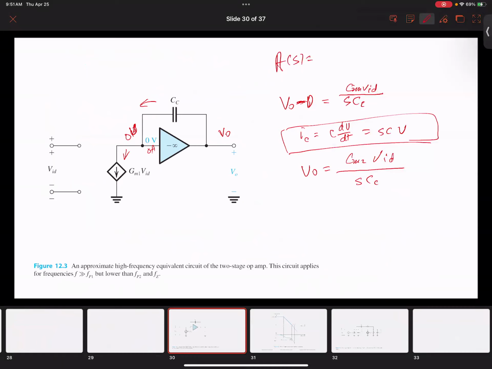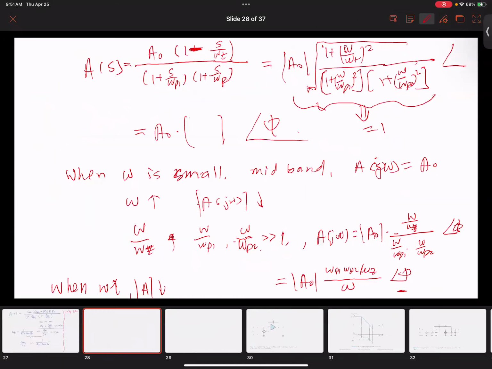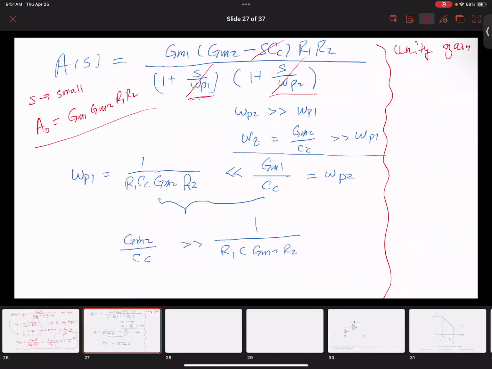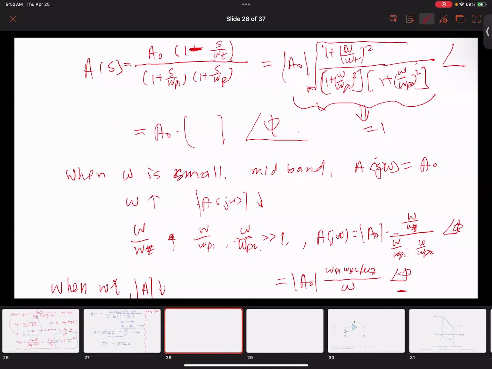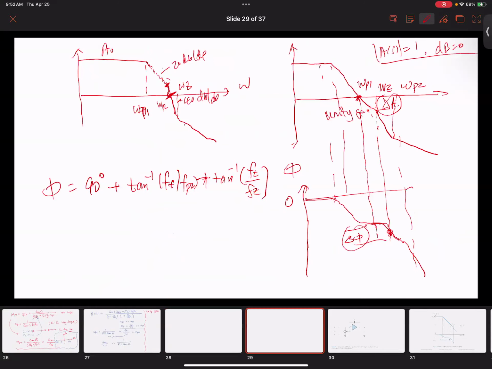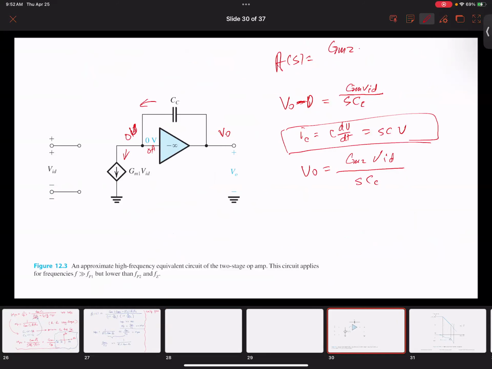At a high frequency, it becomes GM2. I need to go back to this equation here. So GM1 times GM2 times R1, R2, and over, we neglect one. So this pole can be neglected, and then this pole here. So basically, we neglect this one, and we neglect one pole. So we got S over GM2 over S times CC.